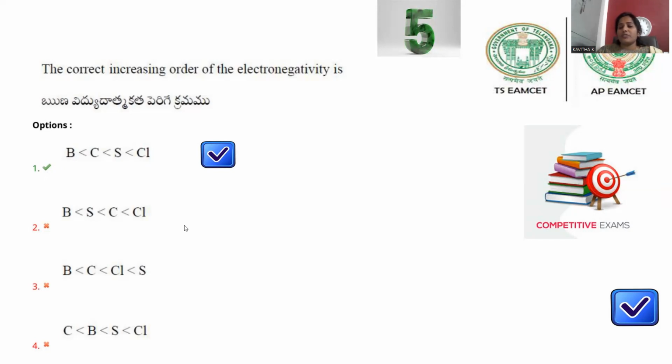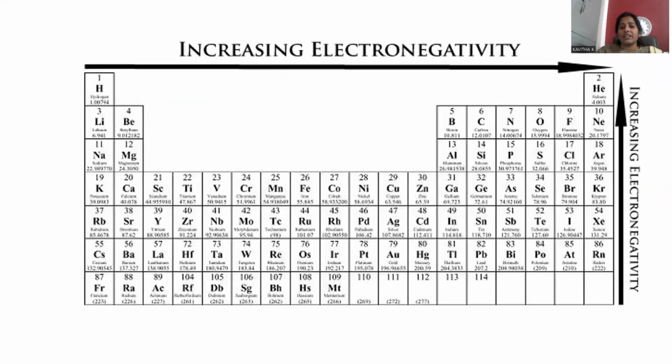Exact answer is option number 1. For this option 1, we have to go for the explanation part. And here we have the periodic trend, especially in the electronegativity. If we take the period from left to right, gradually electronegativity values increase. If we are descending from top to bottom in the group, electronegativity values gradually decrease, right?